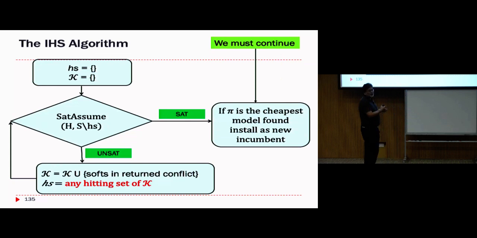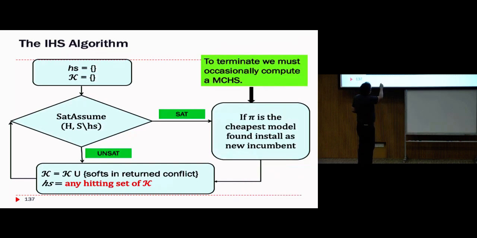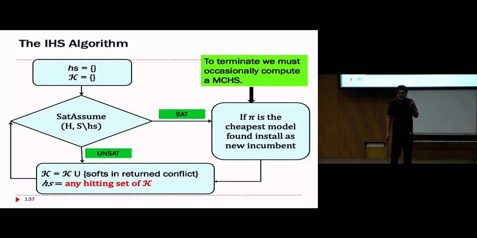Then we must continue. And how do we continue? Well, we continue by finding another hidden set. Now, we just have to be careful that it doesn't cycle, that we don't continually return the same hidden set and find the same core, right? But you can do that in different ways. So we find another hidden set, we go down and we go through this loop, and we keep on doing it. And the way that we make sure that this works is you can use this condition, always eventually. That's all you need. This is the most general condition.